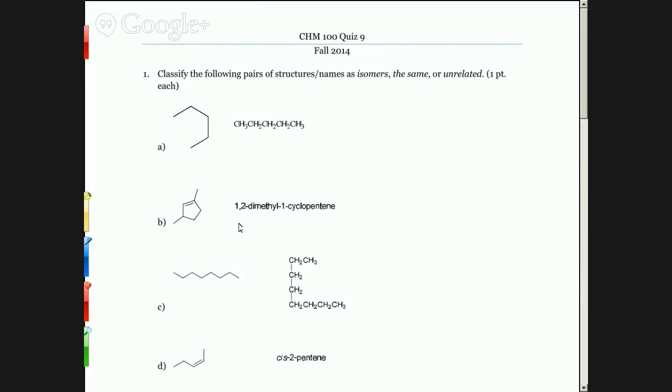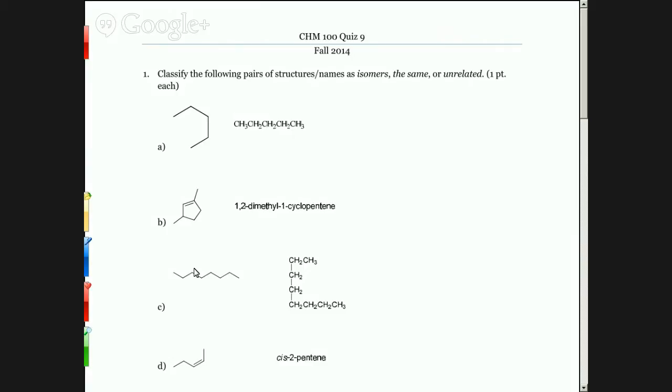All right, so we've got 4 pairs of structures, and we have to decide if they are isomers, if they're the same, or if they're unrelated, just different molecules completely. This is a common way to ask about structures like this in a multiple choice exam when you wouldn't be able to draw them. Because really, to do these effectively, you have to be able to draw them. You have to be able to manipulate them so that you can compare them.